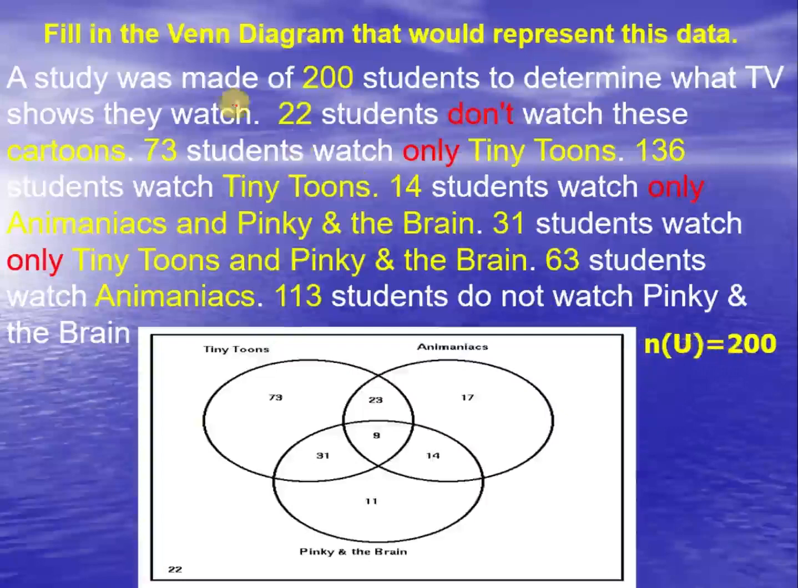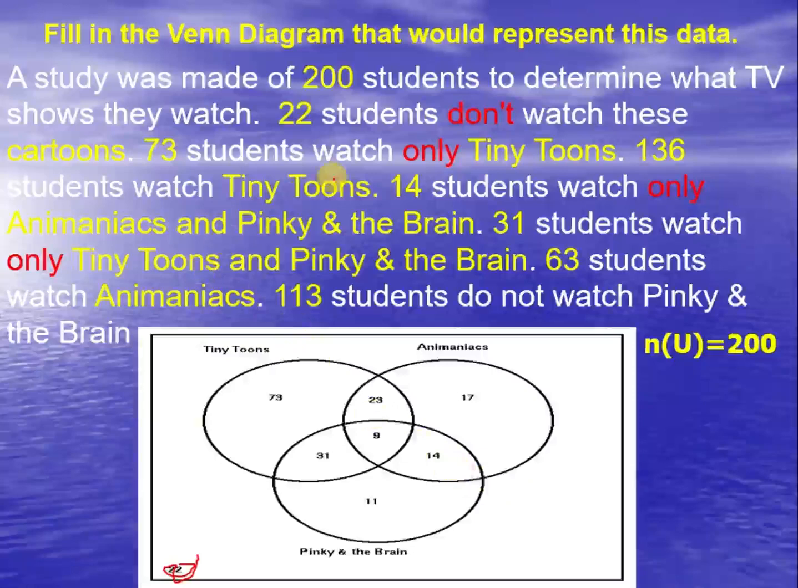And then 22 students don't watch these cartoons. 22, they don't watch any of them at all. And that's why you are seeing it in this region here. They are not inside Tiny Toons. They don't watch Animaniacs. They don't watch Pinky and the Brain. So it's not inside any of the circles, but it's inside the universal set. It's part of the students. So 22 of them, I believe they don't like watching cartoons. So they like football and things. Okay, that is by the way.